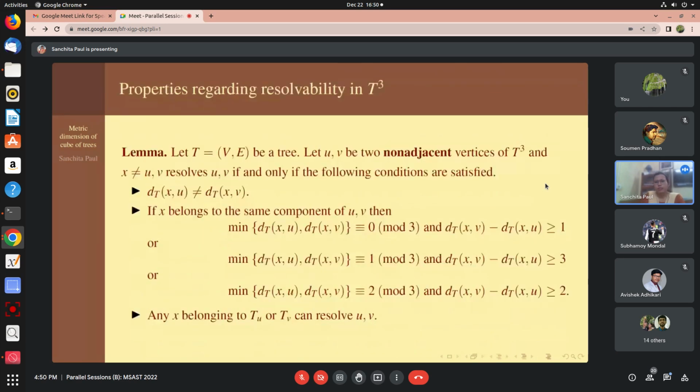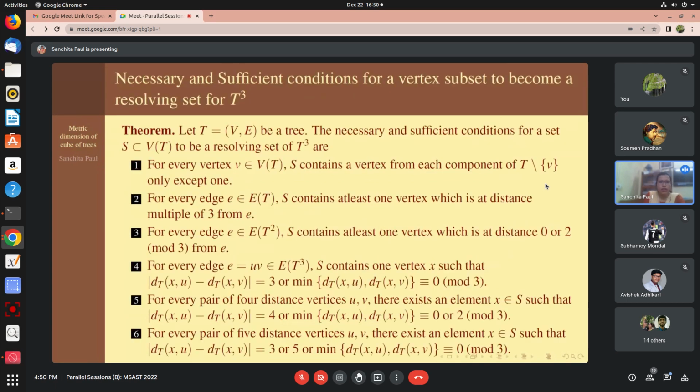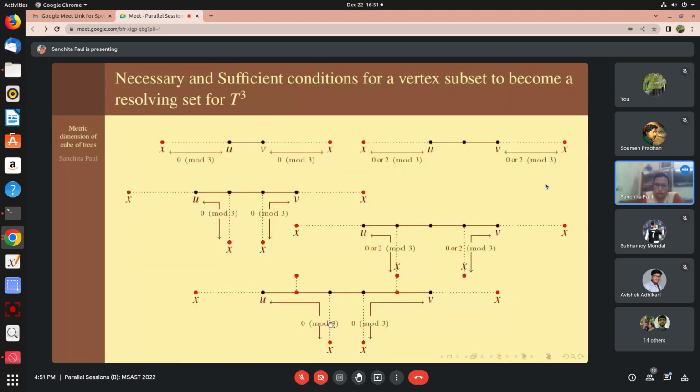And when u and v are two non-adjacent vertices, then also we find some conditions. And using these two lemmas, we are able to find the necessary and sufficient conditions for a vertex subset to become a resolving set for T cube. Now, this is the most important theorem of our article. Now, we only need to find the conditions of u and v when d_T(u,v) is less than or equal to 5.